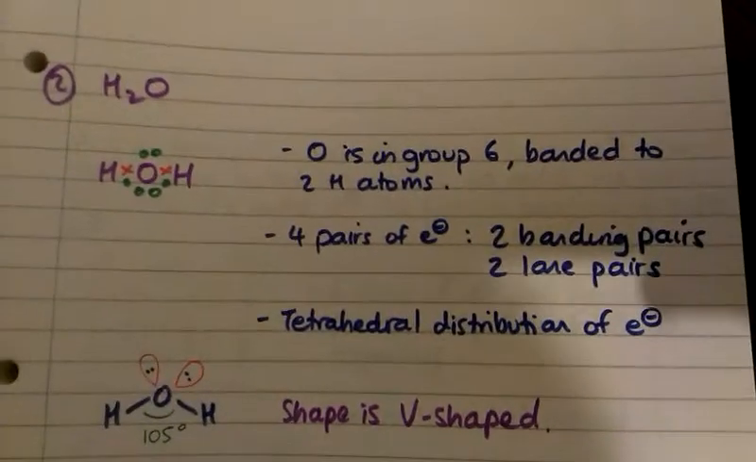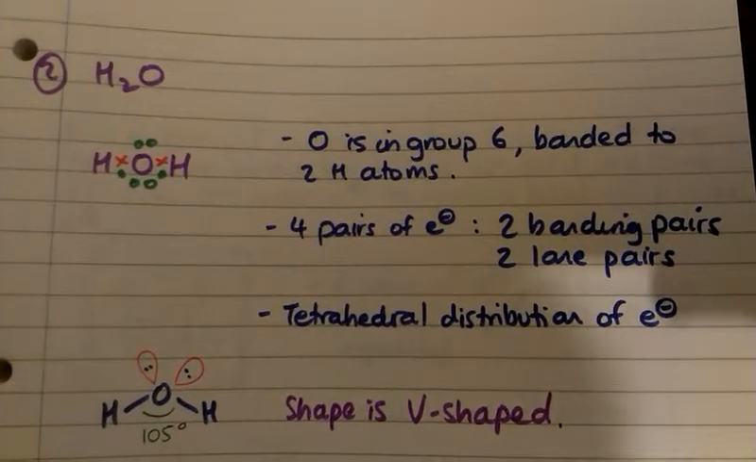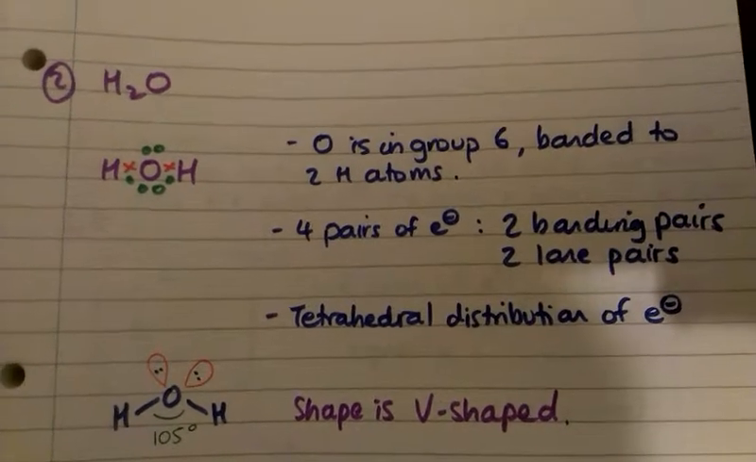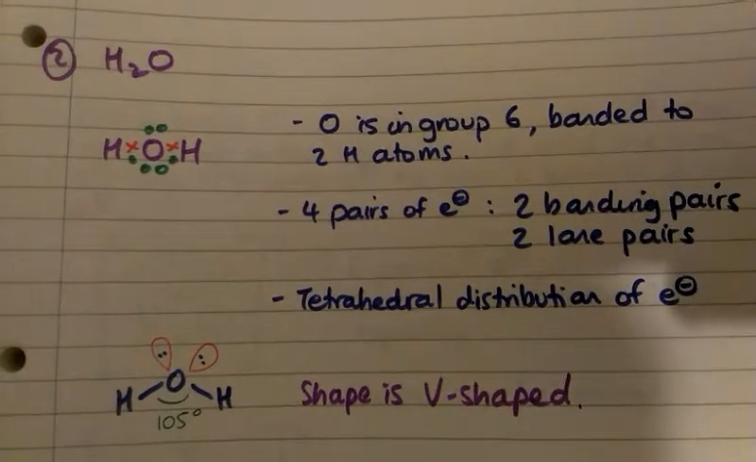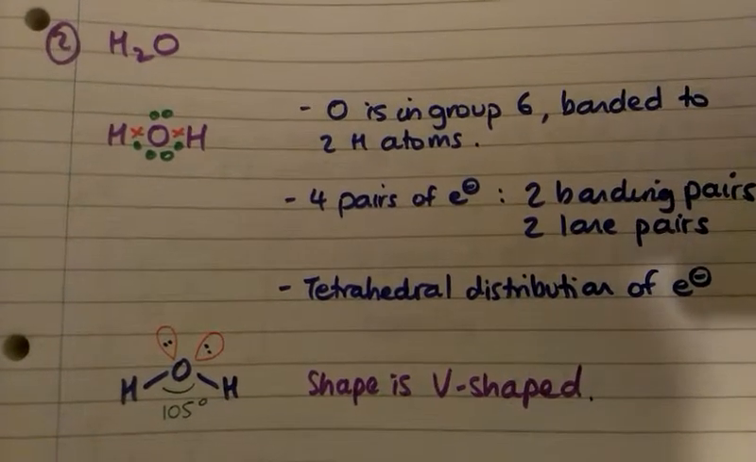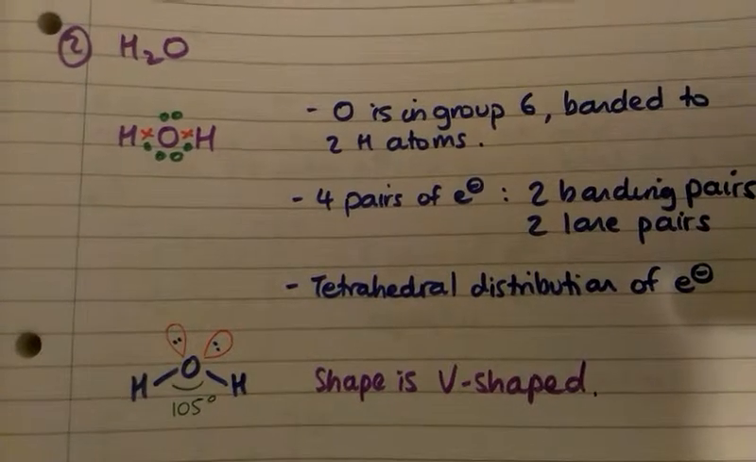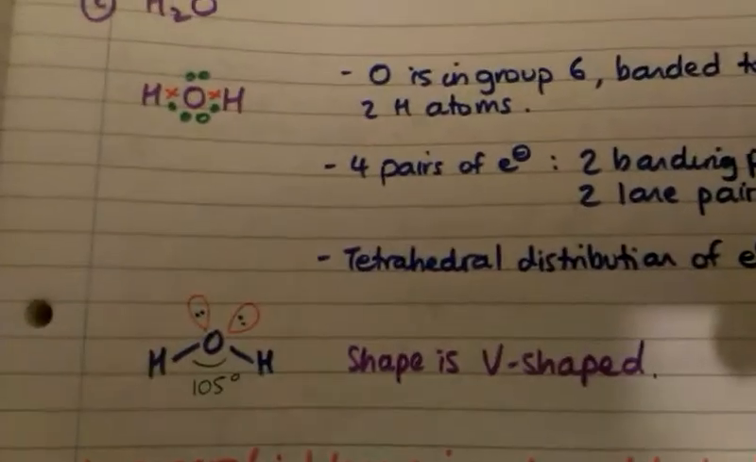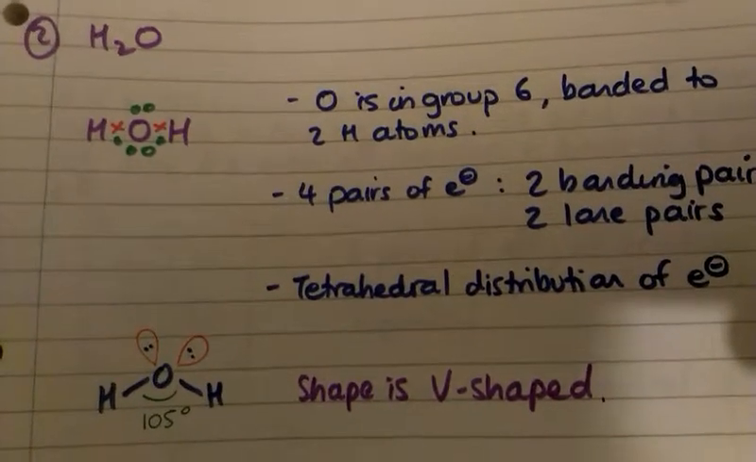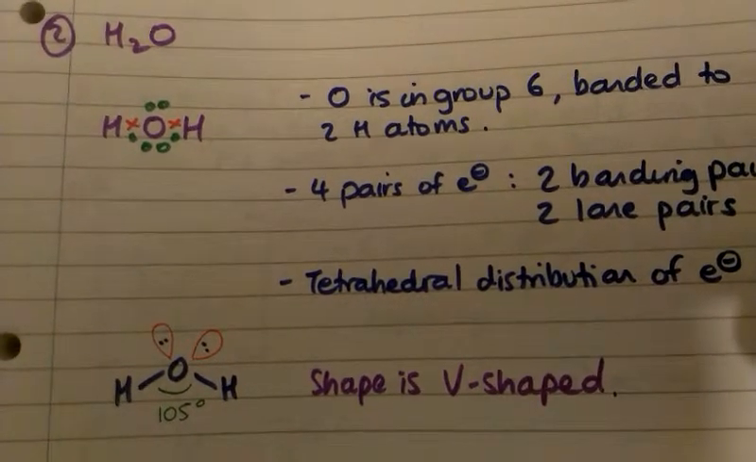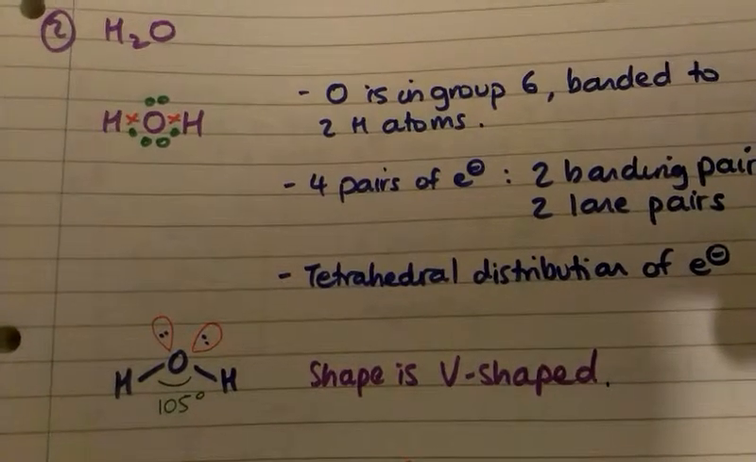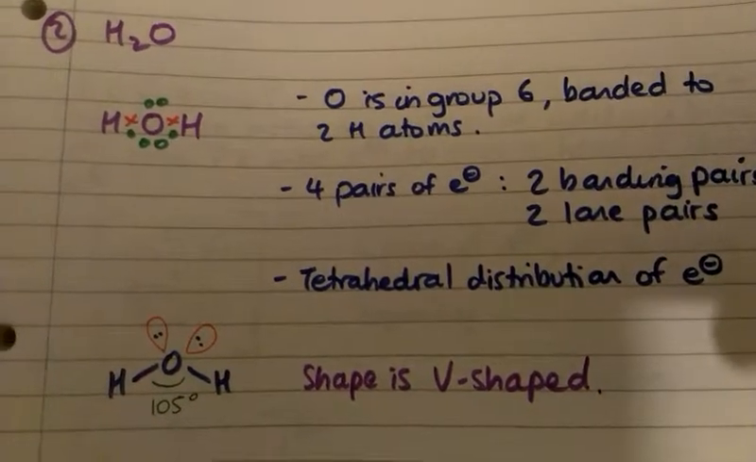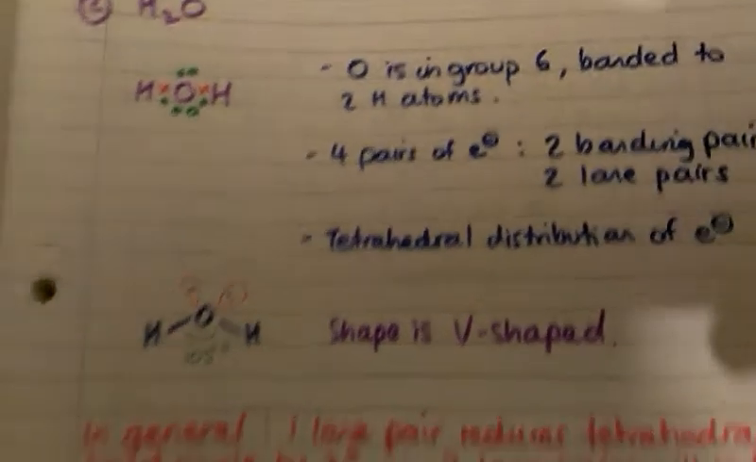The second example, if we look at water, H2O, oxygen is in group 6 and it's bonded to 2 hydrogen atoms. There's 4 pairs of electrons present, 2 of them are bonding pairs and 2 are lone pairs. And again, we'd expect a tetrahedral distribution of electrons around the oxygen. And because the 2 lone pairs are repelling each other more than they're repelling the bonding pairs, the shape of the water molecule is V-shaped and the bond angle is reduced to 105 degrees.